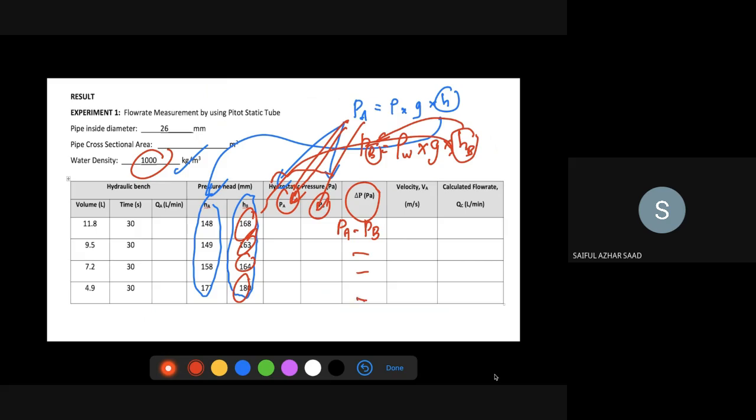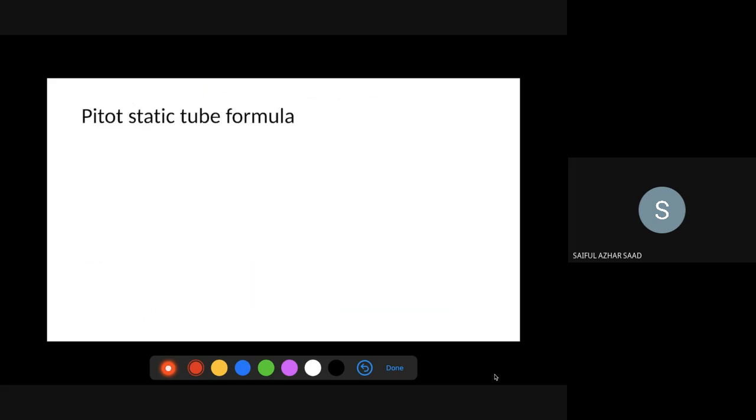And now here, I need to calculate the velocity. In order to calculate the velocity at point A, I have to use the formula. Oops, already lost. Is it?